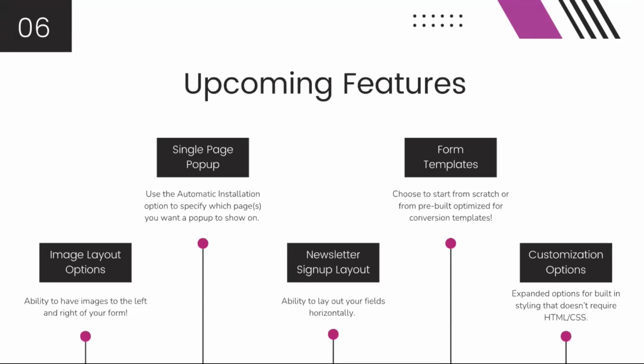Newsletter layout options. So the ability to take your fields from vertical and lay them out horizontally. So this will allow you to do an email field with a button next to it, or first name and email or phone number and a button next to it to fit into like footers and things like that. We also have form templates coming. So we are going to work on providing you with pre-built forms of various natures that are optimized for conversion, and then additional customization options.